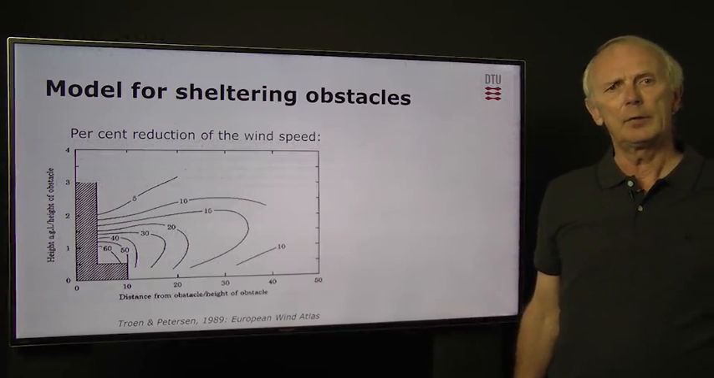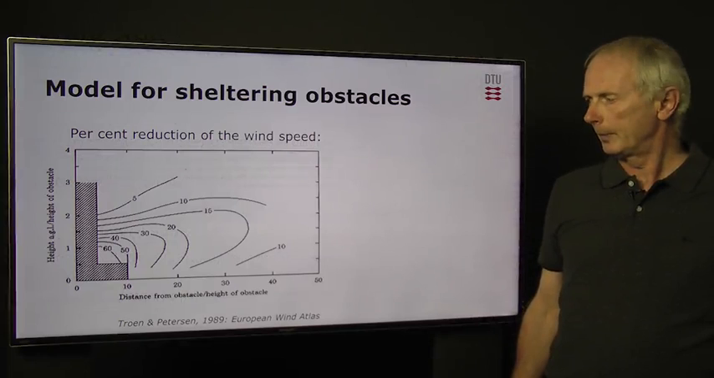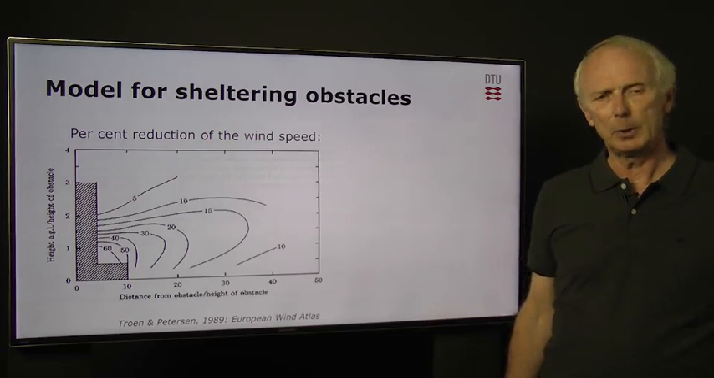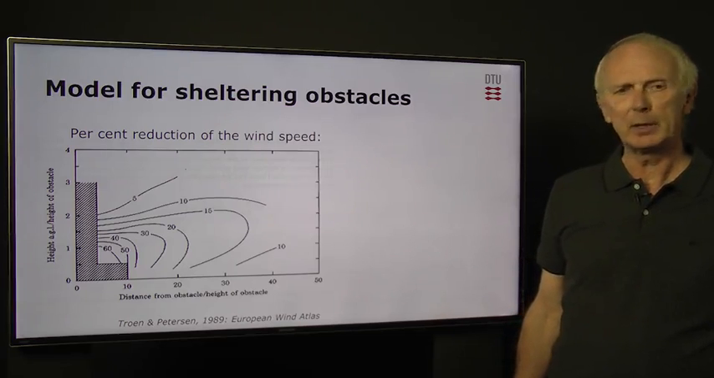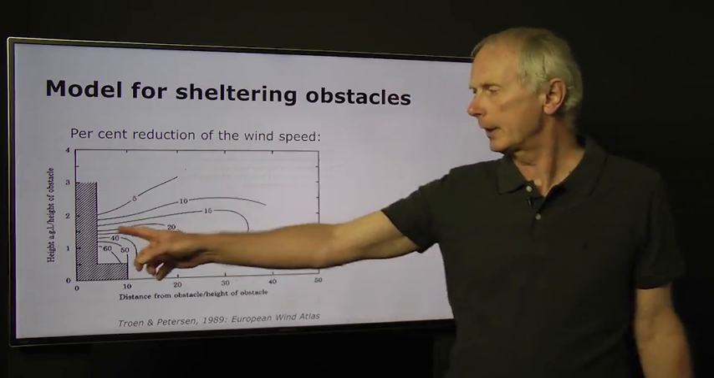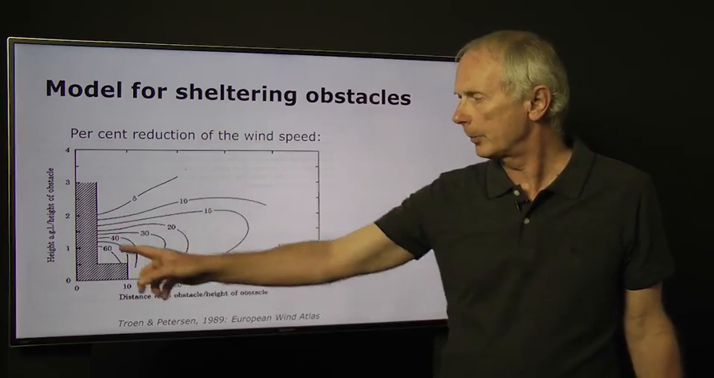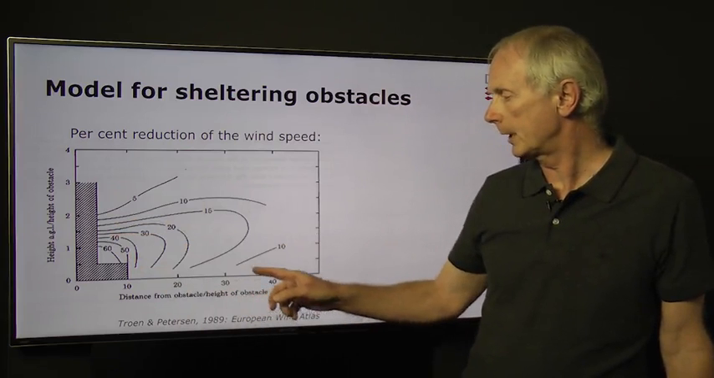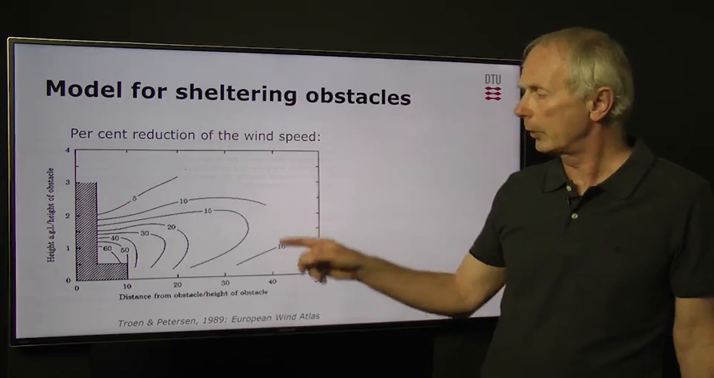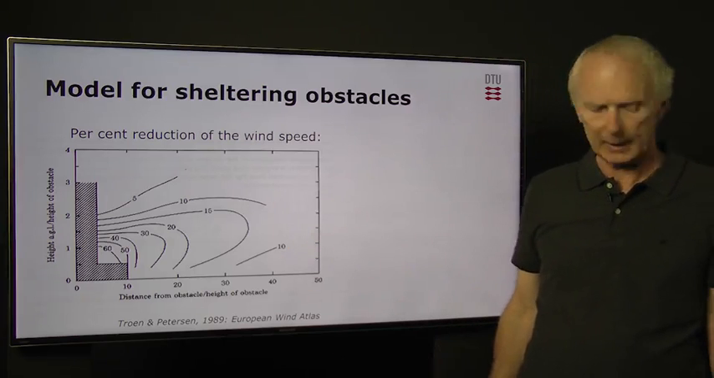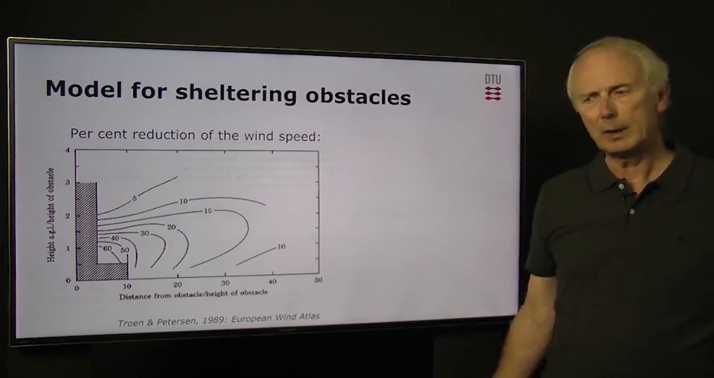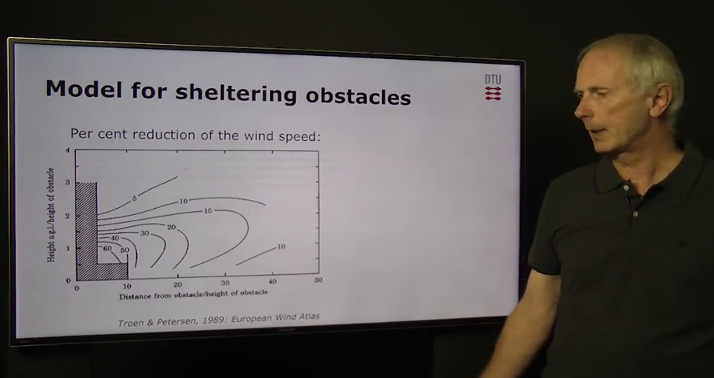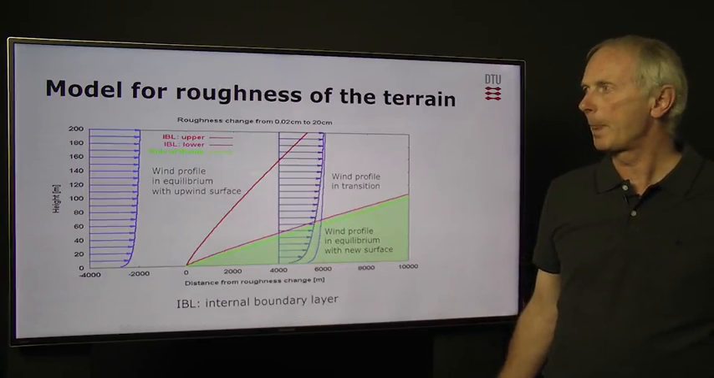So this is an example of the way we take into account the sheltering effect in this model. It's a fairly simple, parameterized way, but you can also see here that the sheltering effect can be very big, up to 50%, very close to a building, and even at 30 obstacle heights, you can still see the effect of the obstacle. So this is built into the model, and this is the way we compensate for the effect of obstacles, being buildings or groups of trees.